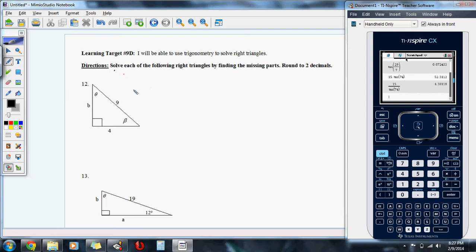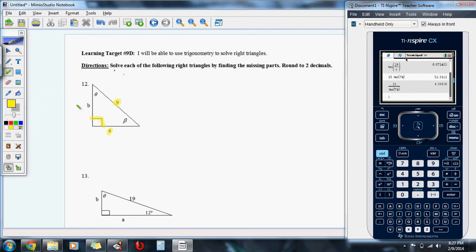All right, learning target 9D. We're going to finish strong here with our last learning target of Unit 9. More trigonometry. Here's the deal with these. You got to look at what you're given. If you look at number 12, I'm given a 9, I'm given a 4. I'm also actually given one more thing, I'm given a right angle.